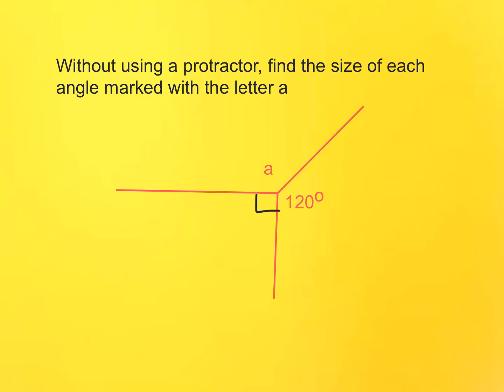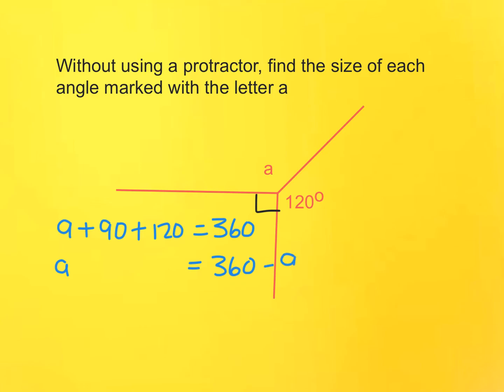This one's just a little bit more complicated, but we can realize that this is actually a revolution and therefore equals 360 degrees. So angle A added to that angle over there, which is 90 degrees, added to 120 degrees, must equal 360. I can write that as A add 90 add 120 equals 360 degrees. So therefore A equals 360 degrees subtract 90, subtract 120. Therefore angle A is equal to 150 degrees. Problem solved.